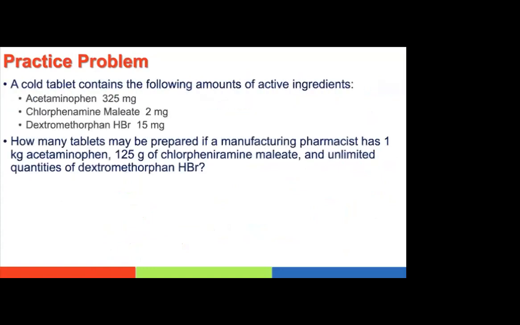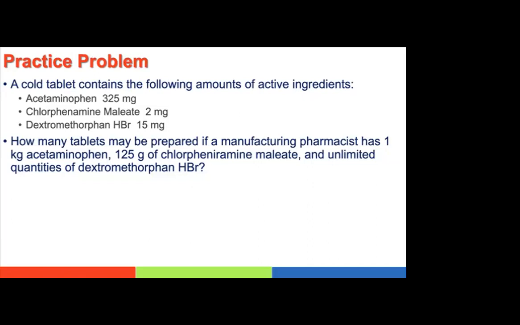Next problem. O eto maraming hindi nakakatama dito. Tingnan nga natin yung mga taga-FINMA. A cold tablet contains the following amounts of active ingredients. Acetaminophen, 325 milligrams, chlorpheniramine maleate, 2 milligrams, dextromethorphan hydrobromide, 15 milligrams. Now, you have different initial amounts of these active ingredients. 1 kilogram of acetaminophen, 125 grams of chlorpheniramine maleate, and unlimited quantities of dextromethorphan. Question, ilang tableta ang kaya ma-produce kapag may ganito kang amount ng API?